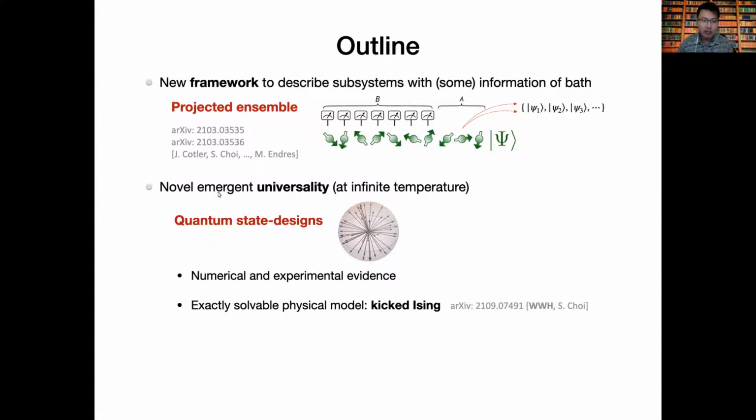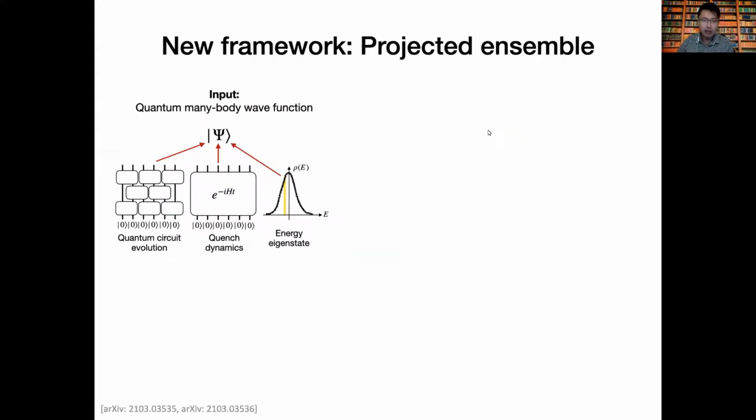I'll describe some observations of novel universality, namely the fact that these states form truly hard random states, and this is what is known as quantum state designs in the parlance of quantum information theory. And I'll present to you an exactly solvable model in which we can exactly prove this statement. And time permitting, I'll talk about some applications in quantum information science, but let's see if I have time enough to get to that. All right, so with that, let's talk about this new framework.